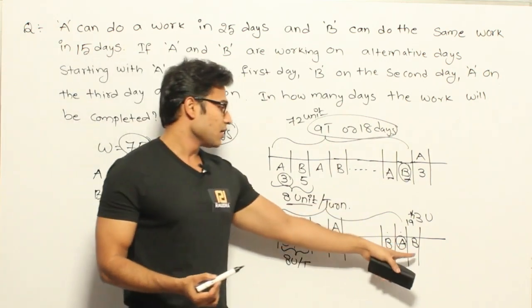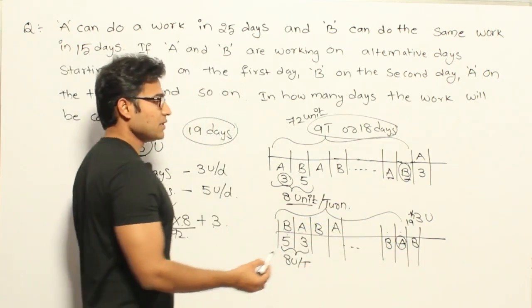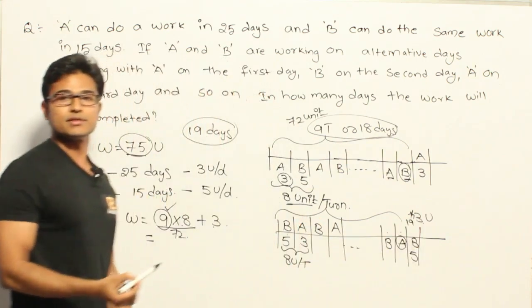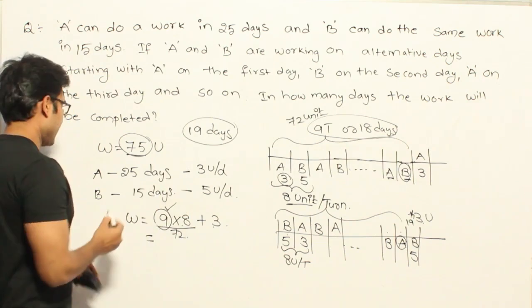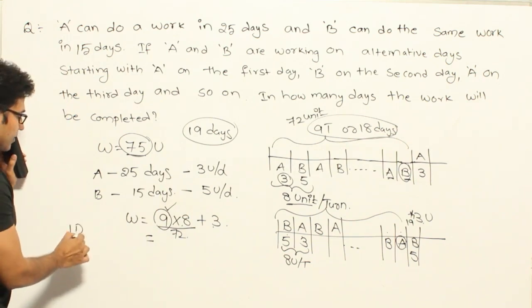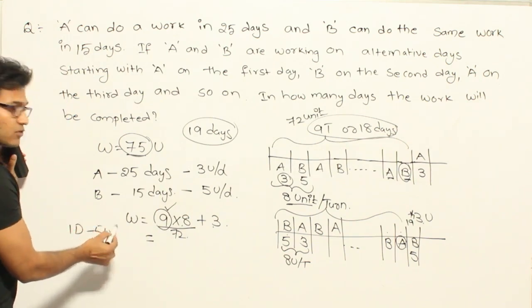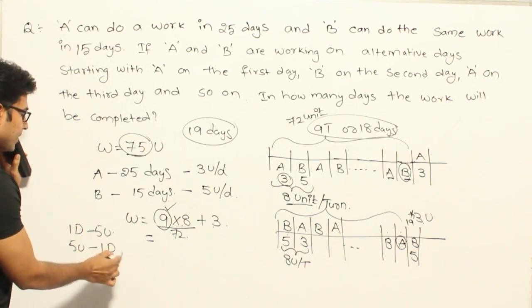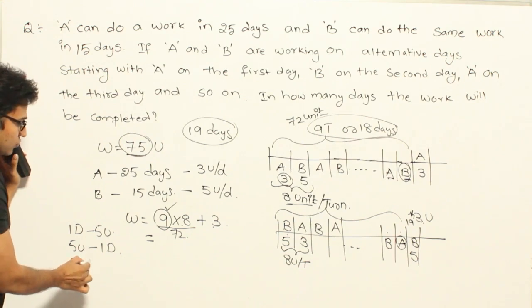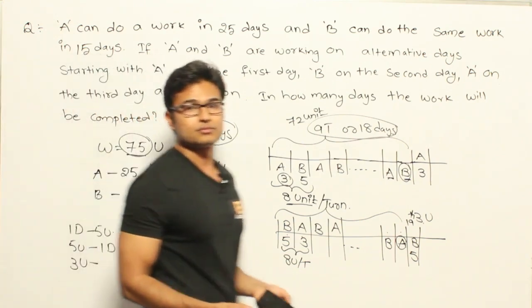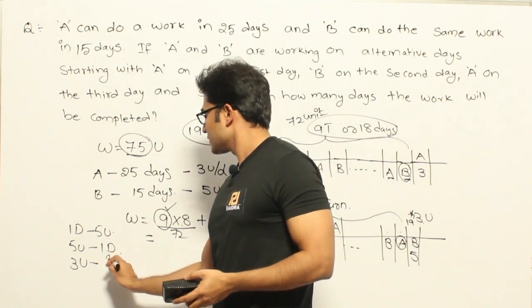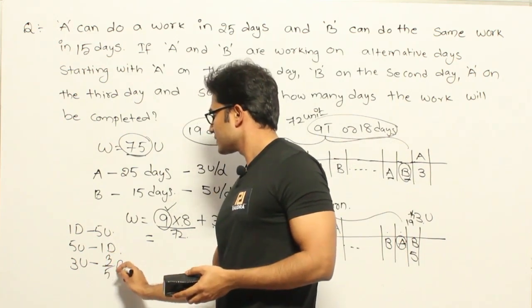Now we know that B is able to do 5 units per day, and the total work we have is only 3 units. Got it? See, in one day B is able to do 5 units, right? But we need only 3 units to be done by B. Now how many days do we require? So the amount of time is 3 by 5 days.